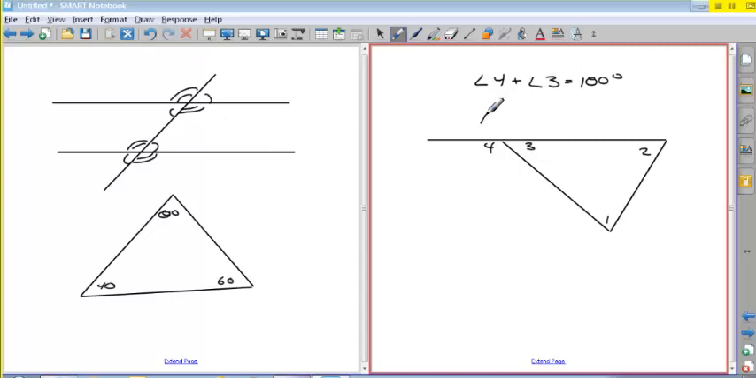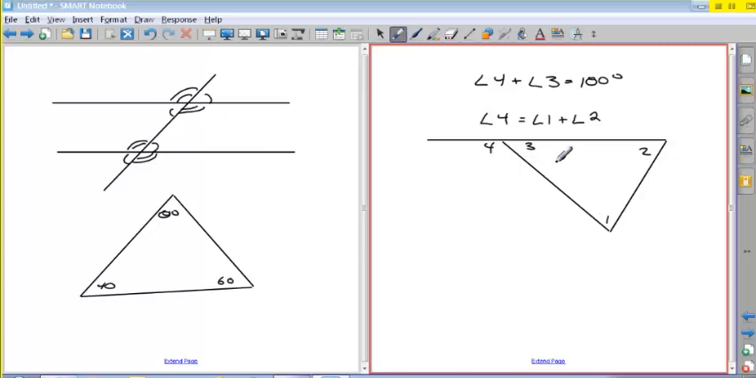We also know that angle 4 is equal to angle 1 plus angle 2. Not equal to 180, but equal to the sum of these two angles, which are the opposite interior angles.